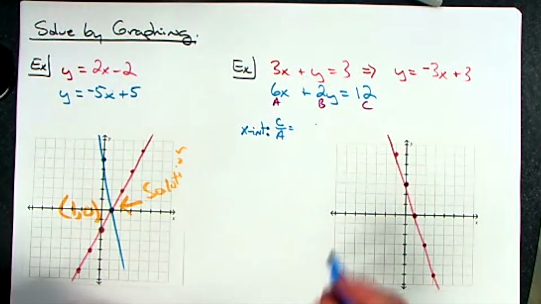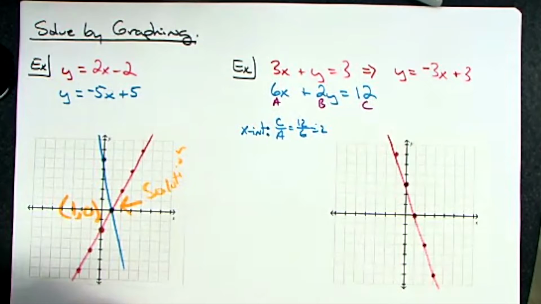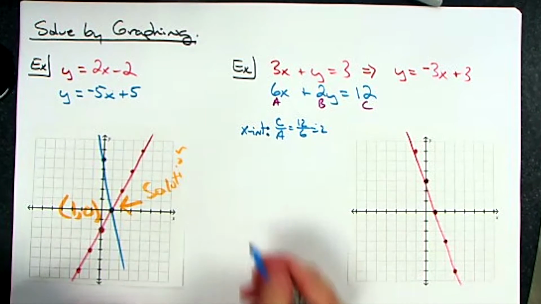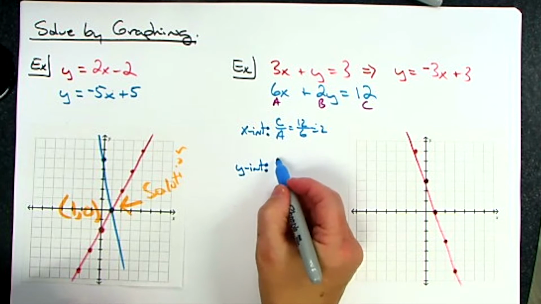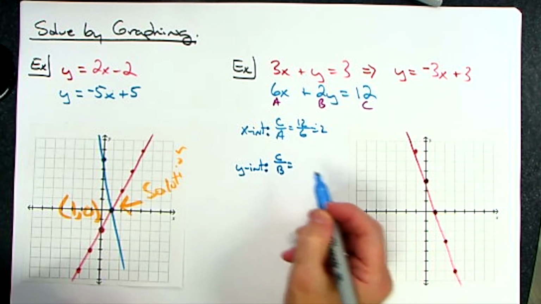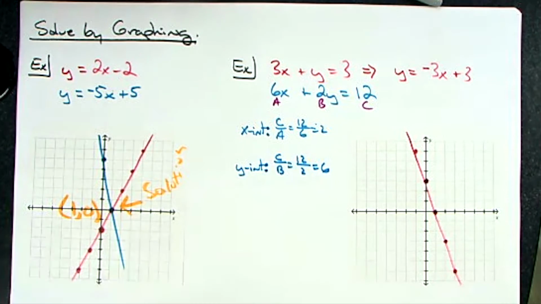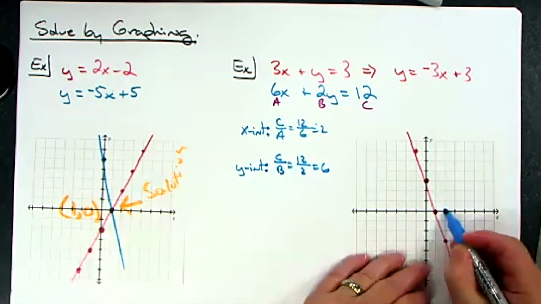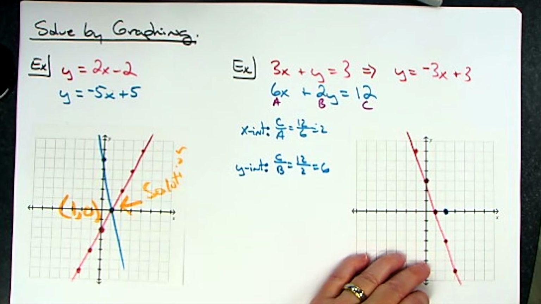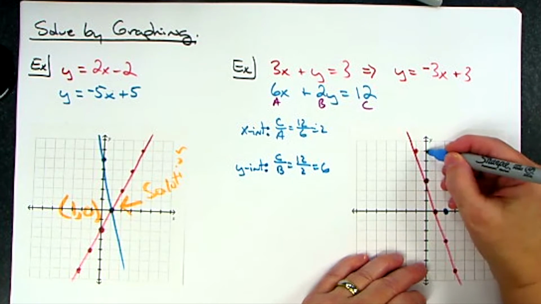And once you memorize these, you don't have to write all this down, it really is a faster method. Okay, but right now I'm still writing everything down. All right, y-intercept is that formula c over b. So 12 over 2, which is a 6. Okay, so I'm going to go to the x-intercept of 2. Put that on there. I'm going to go to the y-intercept of 6. So 1, 2, 3, 4, 5, 6.